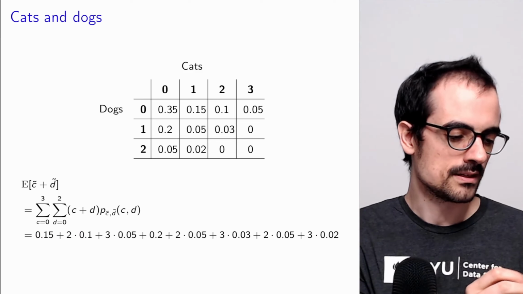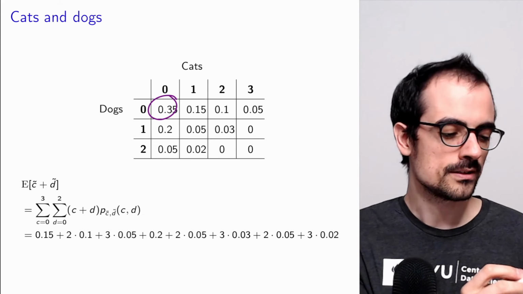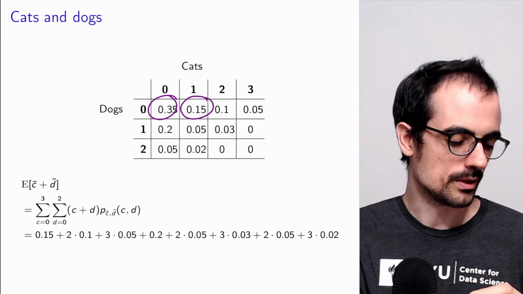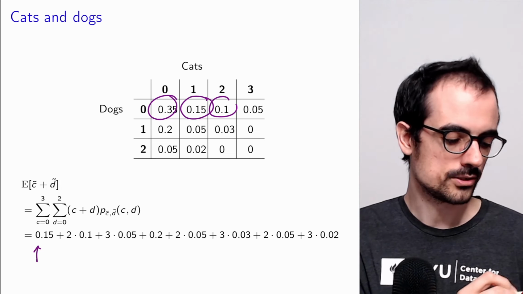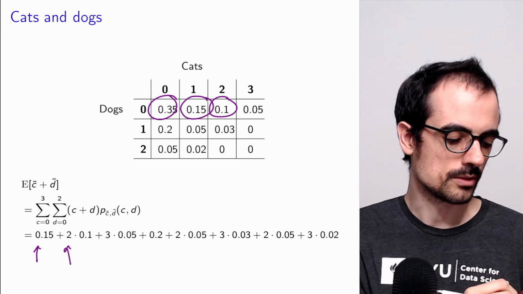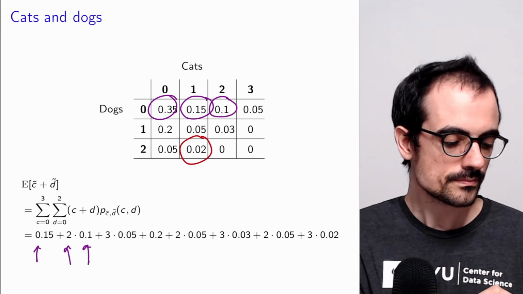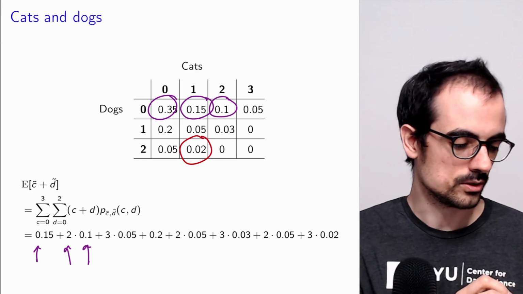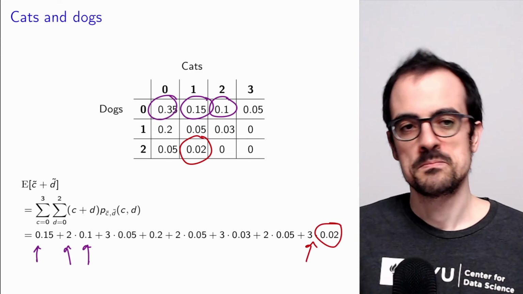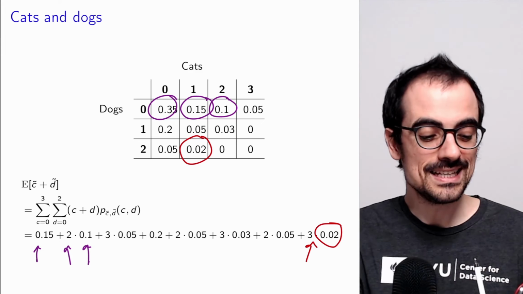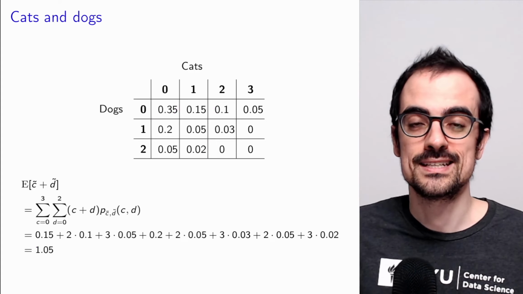So here we have 0, 0, we can ignore because we're going to multiply 0 times the probability. That's gone. Then we have 1 plus 0 equal to 1 times 0.15. 0 plus 2 equals 2 times the corresponding probability, 0.1. Maybe a more interesting one. For example, this one, we have 2 dogs and 1 cat, so that's going to be 3. It's this guy. And we multiply by the corresponding probability. So hopefully you see how that works. In the end, we get that the mean number of animals in each household is 1.05.